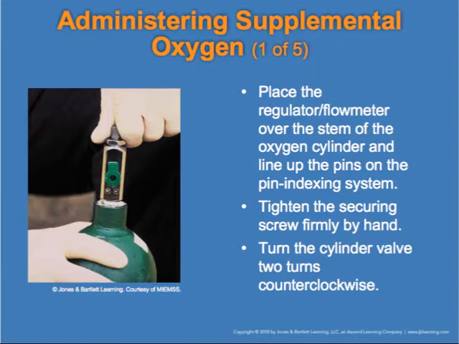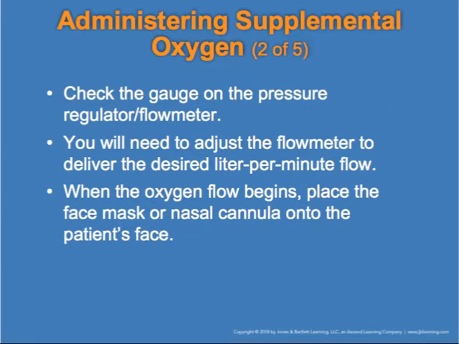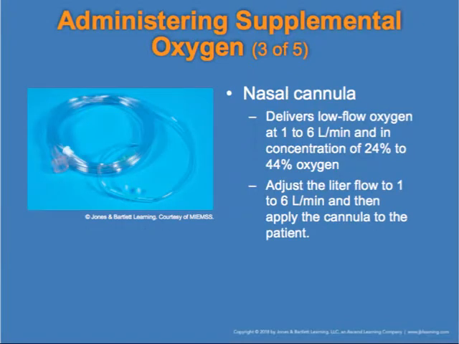So you'll have your skill sheets and you'll be able to actually go through this during your lab, but it's important to know how actually setting up an oxygen bottle works. Check the gauge on the pressure of the regulator and flow meter. You'll need to adjust the flow meter to deliver the desired liters per minute. And when that oxygen flow begins, place the mask or the nasal cannula on the patient's face itself.